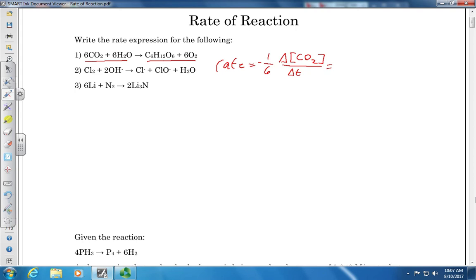So this is also equal to, again, negative 1/6 times the change in concentration of H2O over the change in time. And those brackets, by the way, are indicating concentration. So this is also equal to positive 1 over 1, which we're just going to leave blank, change in concentration of glucose, C6H12O6, over change in time, which is also equal to positive 1/6 times the change in the concentration of diatomic oxygen, molecular oxygen, over the change in time. So that's our rate expression for number 1.